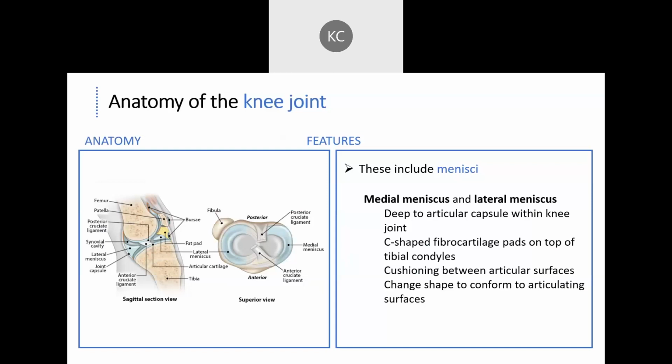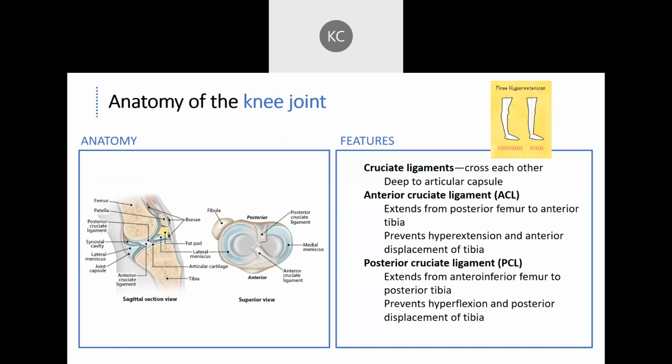You have a medial one on the medial side, and a lateral one on the lateral side. When you look at this view here, the way you can tell which one is medial and which one is lateral is by the location of the fibula. We know that the fibula is a laterally located bone, so the meniscus closest to the fibula is going to be the lateral meniscus, and the one on the opposite side is going to be the medial meniscus. All right, so you have these menisci. You also have cruciate ligaments. The term cruciate refers to the term crucifix, which means a cross.